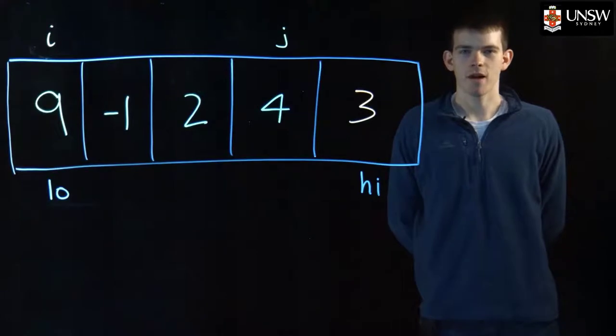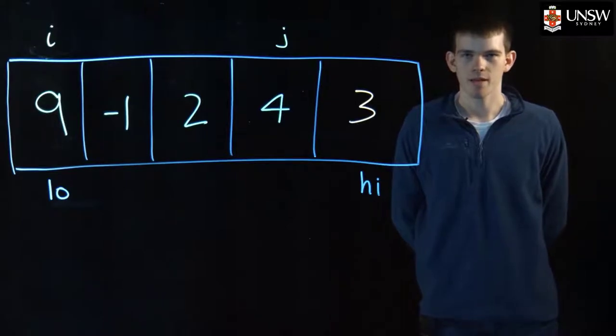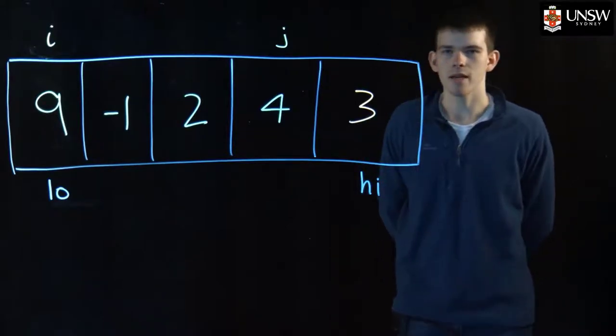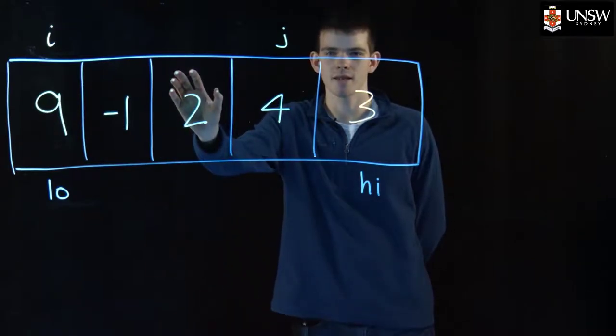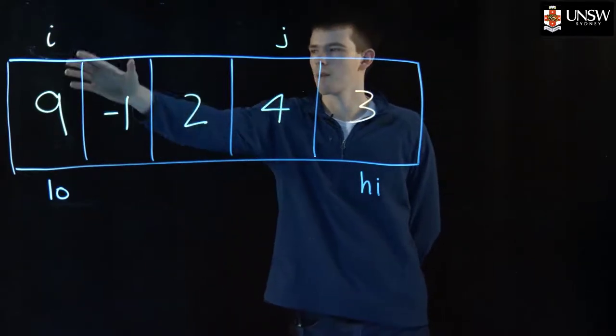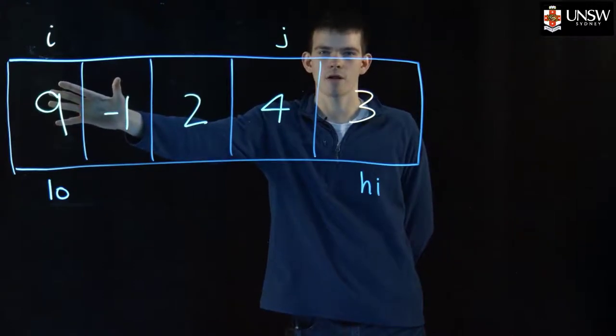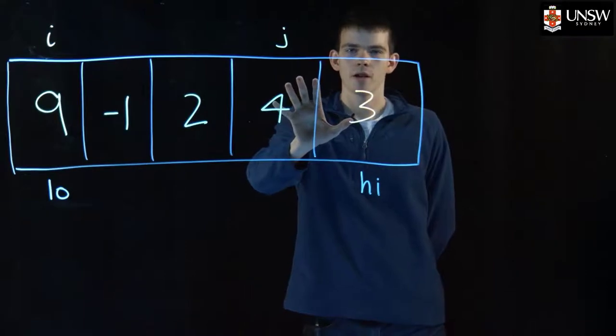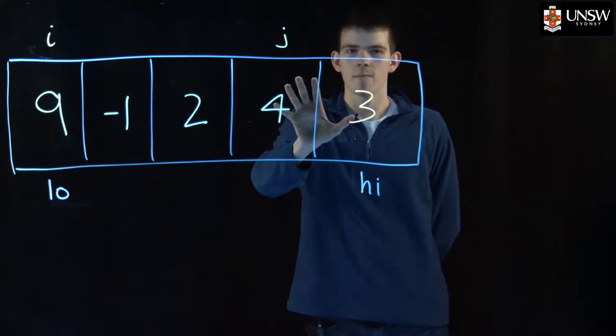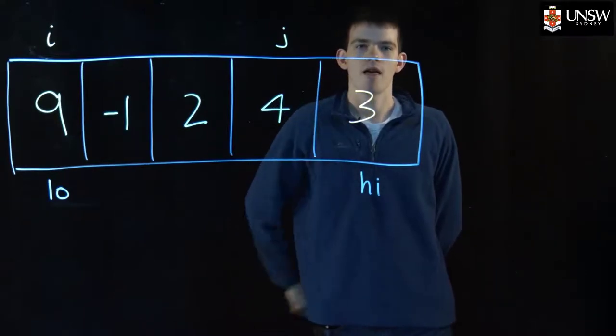Let us now examine the partition function. In the partition function, we want to ensure a certain property. This property is that everything below the chosen partition, say it was equal to this index, must be less than the value in the partition. And everything above this index must be greater in value than this value.